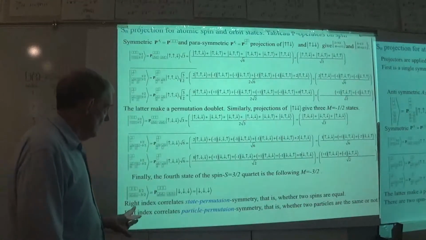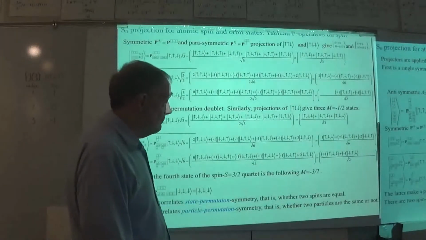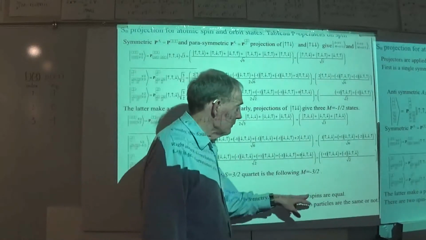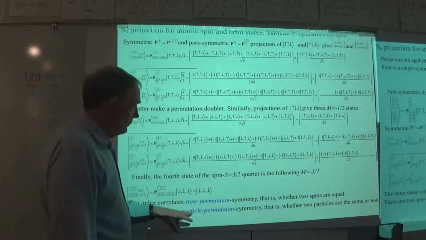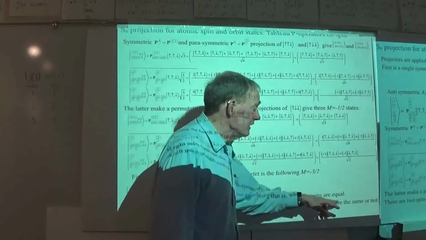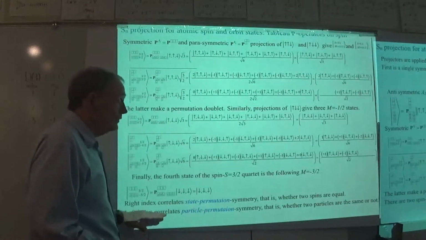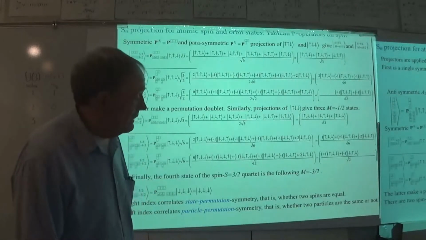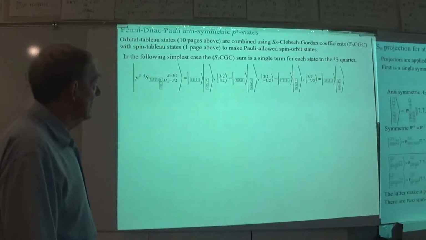Now remember, we've got it so that the right index really does correlate with state permutation. That is, whether the two spins are equal, and the left index correlates with particle permutation. That is, whether we're talking about the same A, B, and C, as though we could ever find that. So this is where we're going to have to be doing the summation over this one to get rid of the A, B, and C labels. They just have to go away somehow.